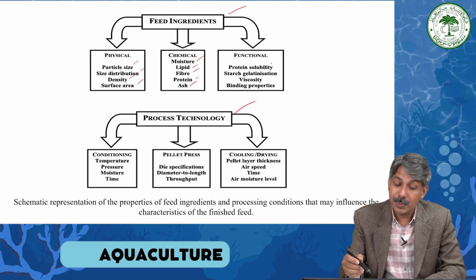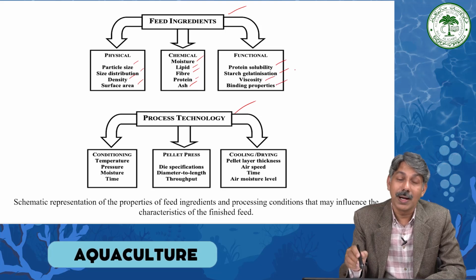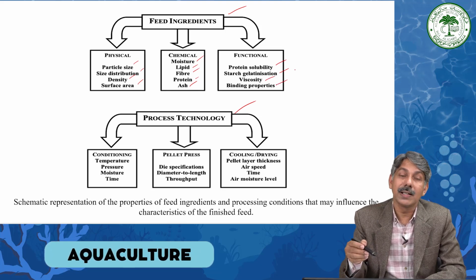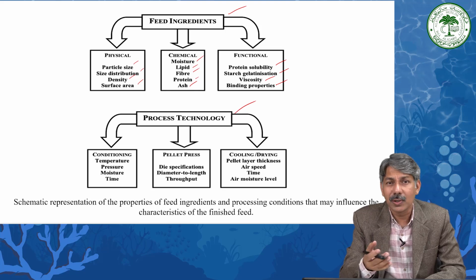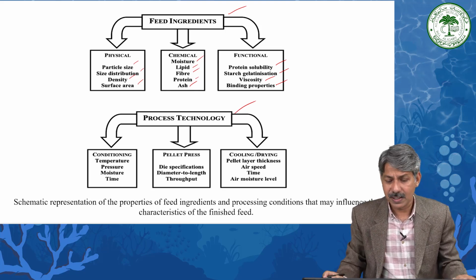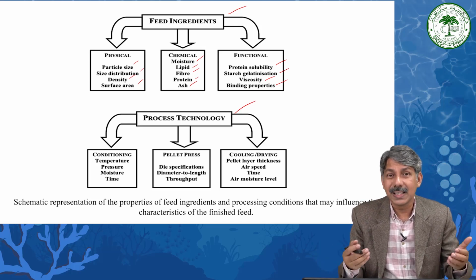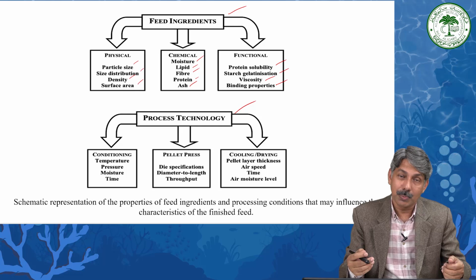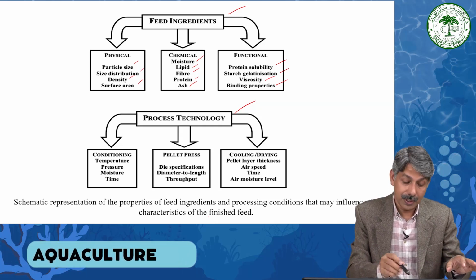Then functional properties like protein solubility are very important. Starch gelatinization, viscosity, and binding properties. Sometimes we use certain ingredients which do not have binding properties, so ultimately you will have to use binders from outside having no nutrients. Depending on your requirement and the choice of ingredient, we can use different binders, or we can use ingredients which have that binding property. So these will ultimately influence the characteristics of the finished feed.